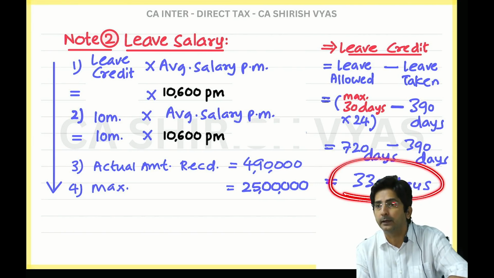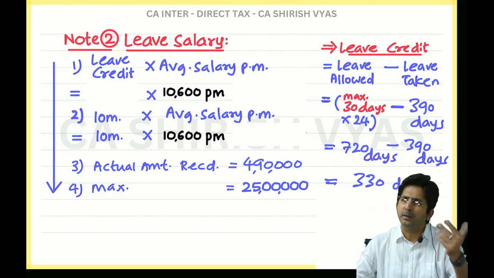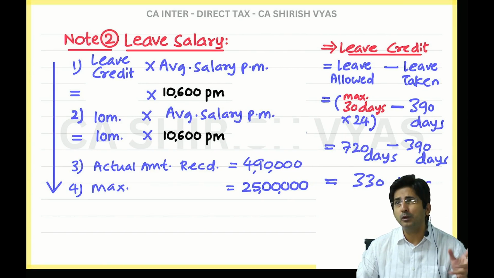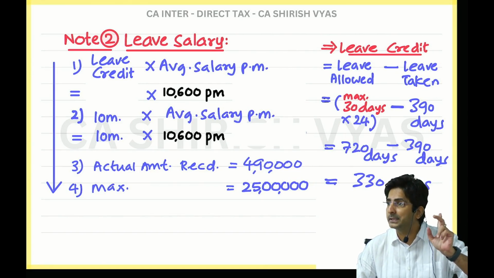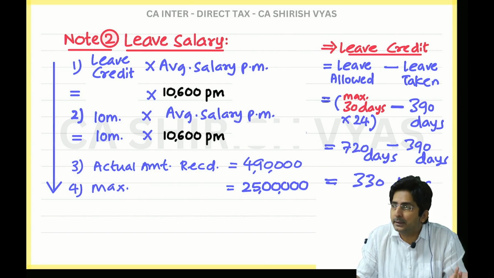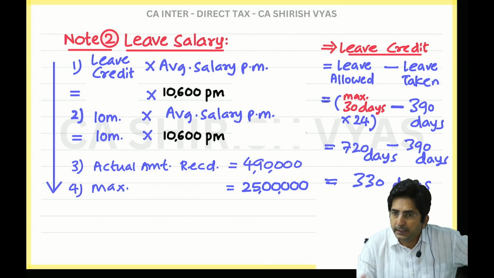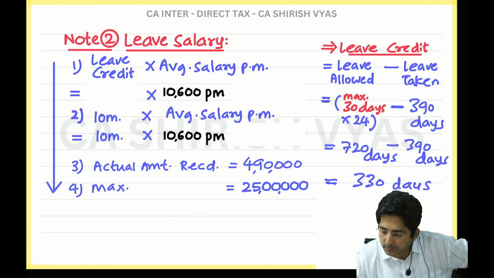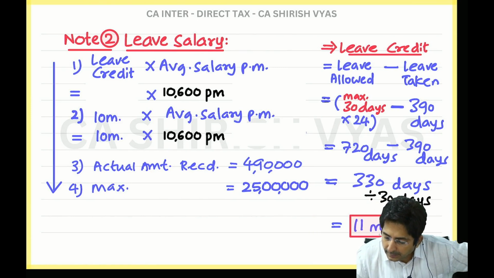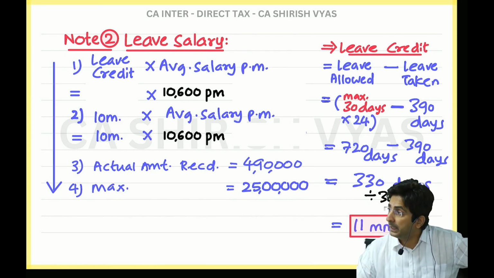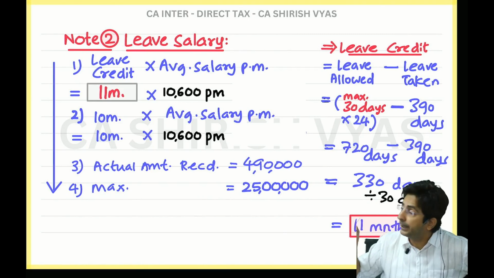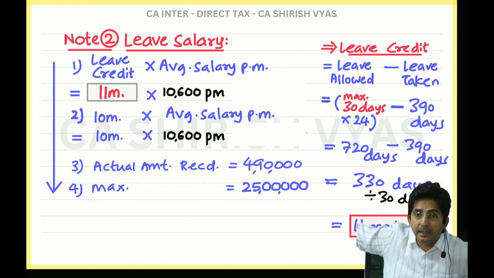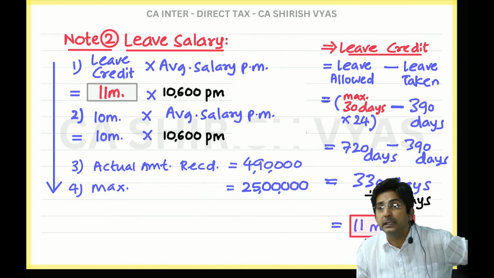Divide by 30. Always think 1 month is 30 days only. It was only in Poga that 1 month was called 26 days. Otherwise, in general, 1 month is 30 days. So 330 days divided by 30, how much? 11 months. Look here, leave credit. Can you see I have written 11 months? 11 months is the leave credit.